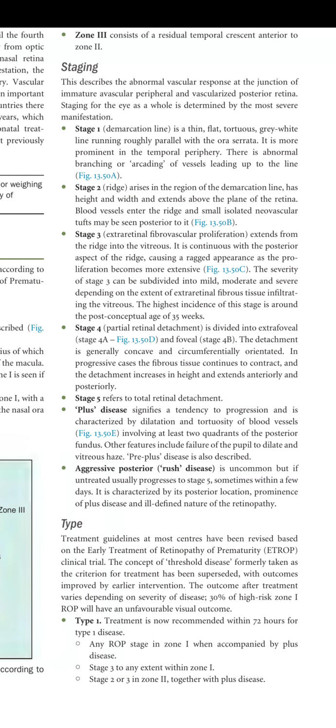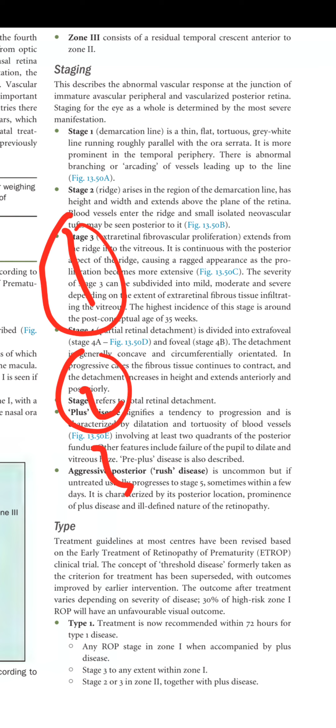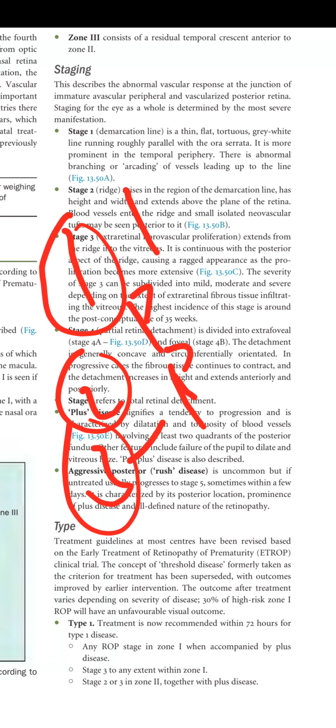Aggressive posterior ROP is uncommon, but if untreated it usually progresses to stage 5, sometimes within a few days. It is characterized by its posterior location, prominence of plus disease, and ill-defined nature of retinopathy. So in aggressive posterior ROP, there are also 3 criteria: posterior location, prominence of plus disease, and ill-defined nature of the retinopathy.